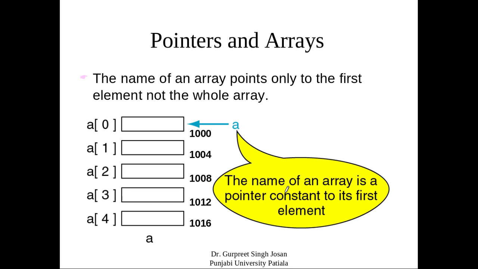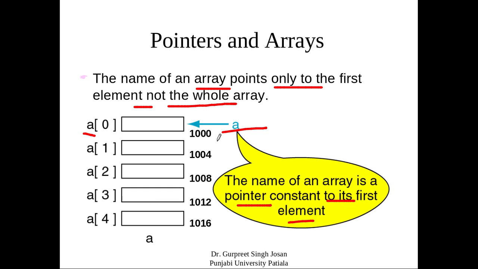Now coming to the next concept, that is the relationship between pointers and arrays. Pointers and arrays have a very interesting relationship: the name of an array is basically a pointer. The name of an array points only to the first element, not the whole array. So if I am declaring an array with the name a, then &a[0] and a both are pointing to the same location. The name of an array is a pointer to its first element. Always remember, this is the relationship between pointers and arrays, that the name of an array is a pointer.